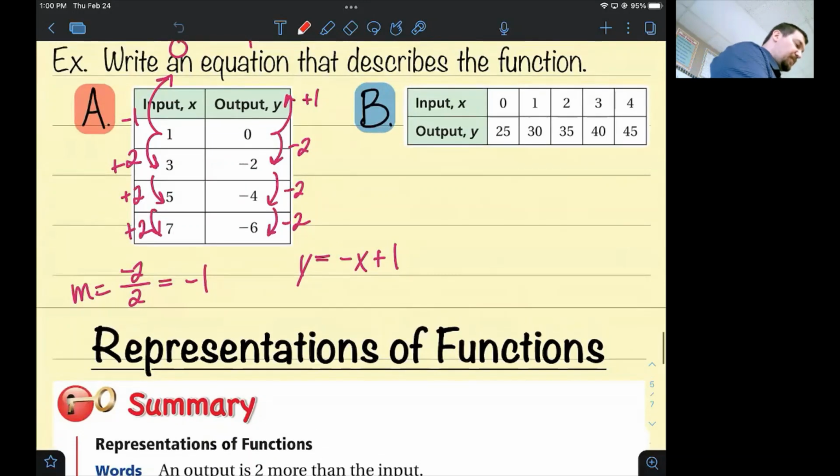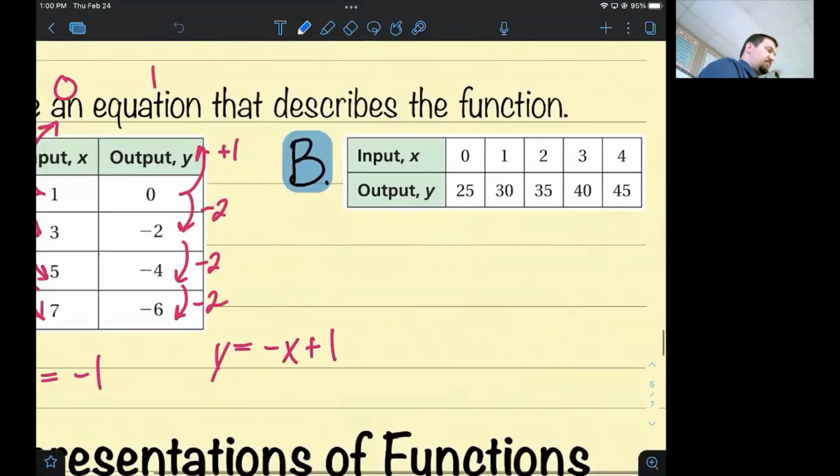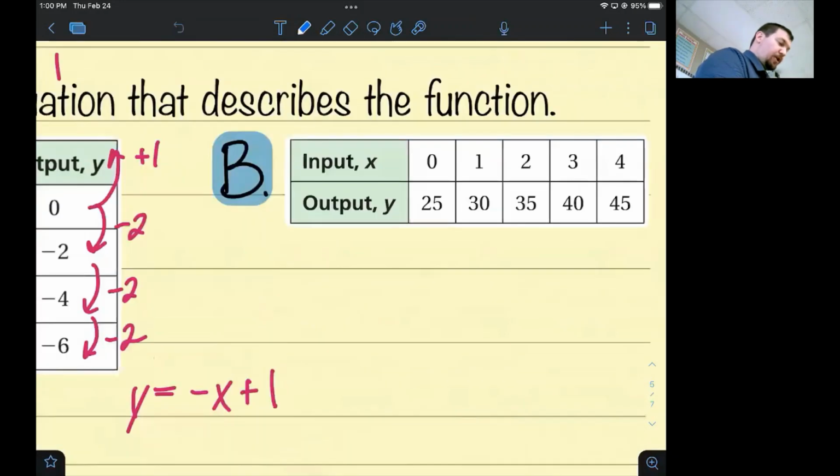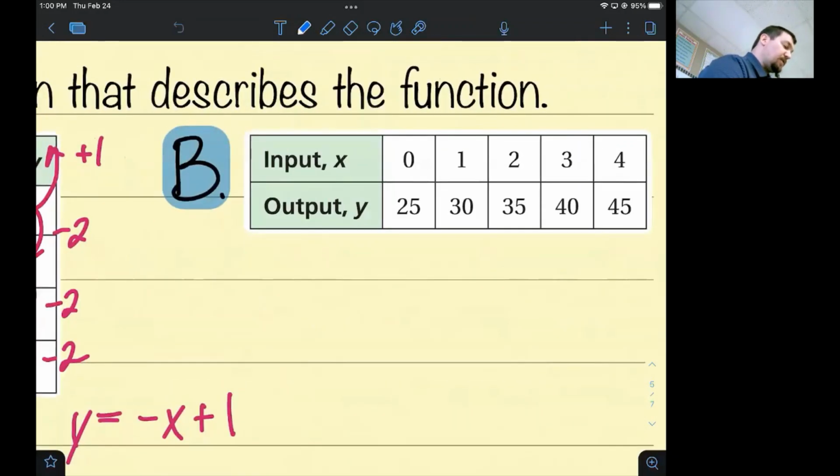Now we're going to do that for example B. For example B, we first start by finding our slope. Now the table is sideways, but it doesn't change what we're going to do. We're going to find the rise first. The rise is the x or y coordinates.